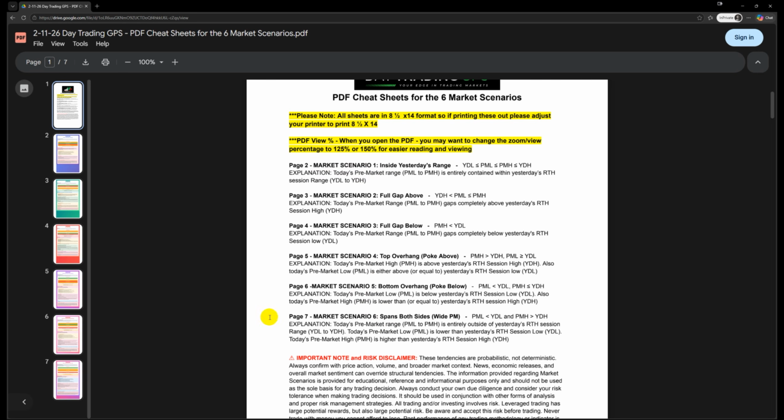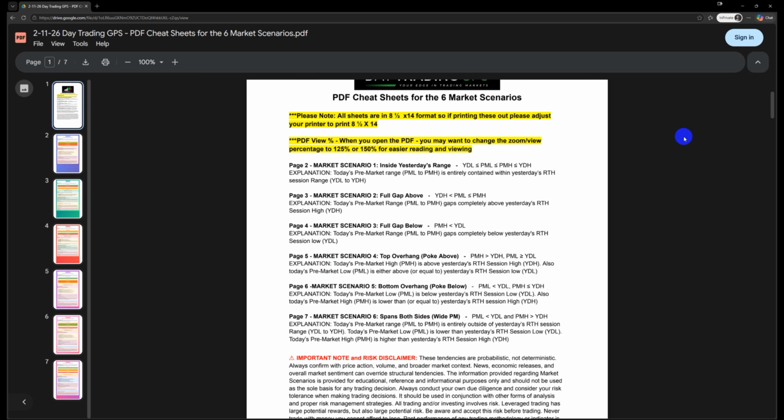So we have market scenario 1, inside yesterday's range. Market scenario 2, full gap above. Market scenario 3, full gap below. Market scenario 4, top overhang poke above. Market scenario 5, bottom overhang poke below. And market scenario 6 spans both sides wide pre-market, which is the most volatile of all of the 6 market scenarios.